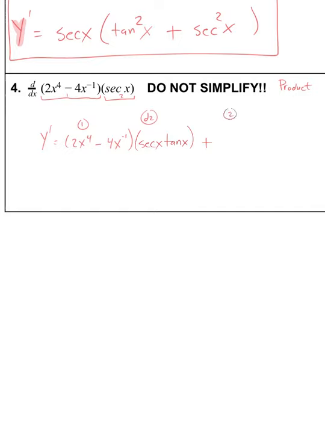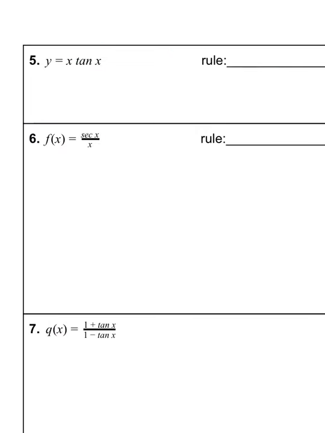We come back with the second function as is, secant of x, and now we need the derivative of the first function. And this is just a power rule. That is two separate polynomial terms. So the derivative of 2x to the fourth is 8x to the third. And then when we use the power rule here, negative 1 times negative 4 gives me positive 4, and then that would be x to the negative 2. And it says do not simplify. Yippee! So we're done.